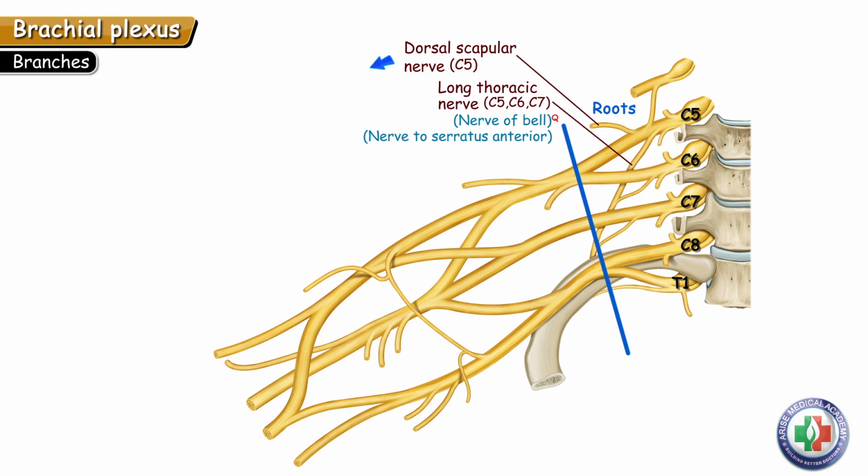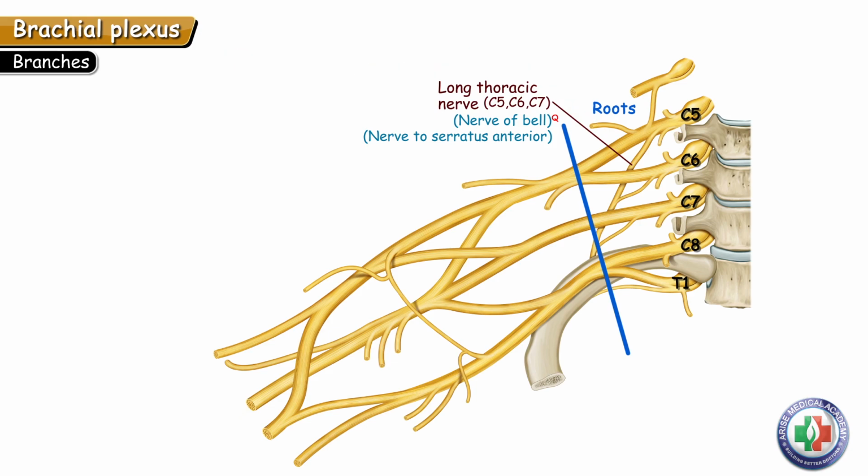Dorsal scapular nerve, that is coming from the C5 root, supplies the muscles attached to the dorsal side of the medial border of scapula. Because it is dorsal scapular, it is supplying the muscles attached to the dorsal side of the medial border of the scapula. And what are these muscles? The muscles are levator scapulae, rhomboideus major and the rhomboideus minor muscles.